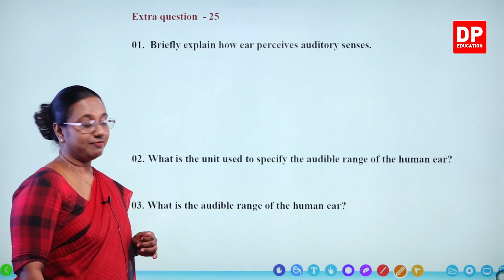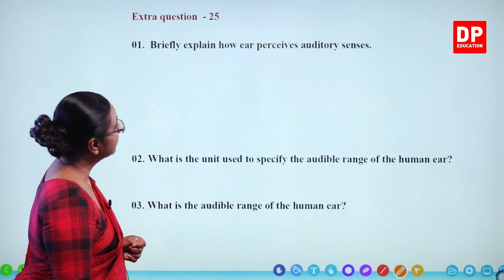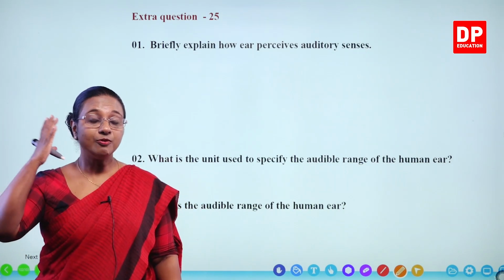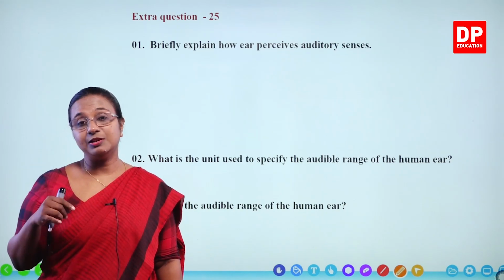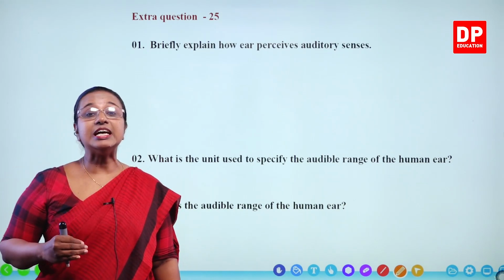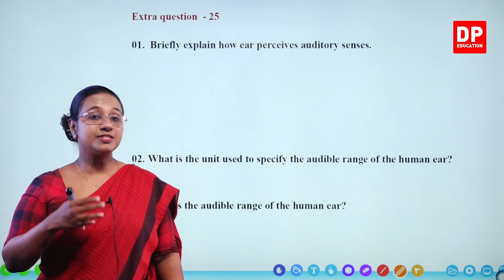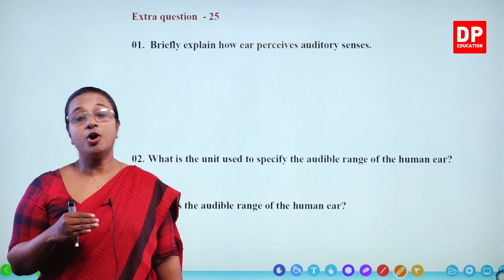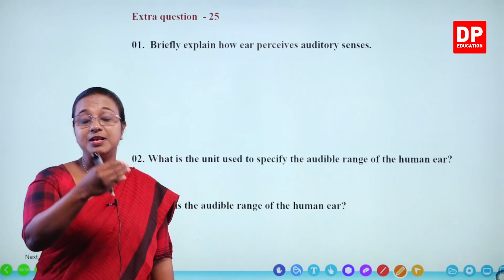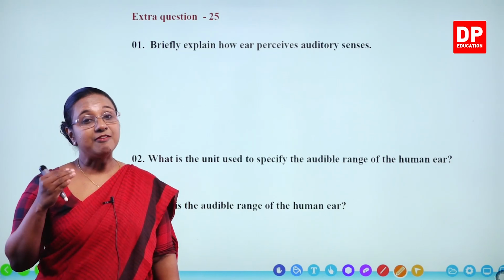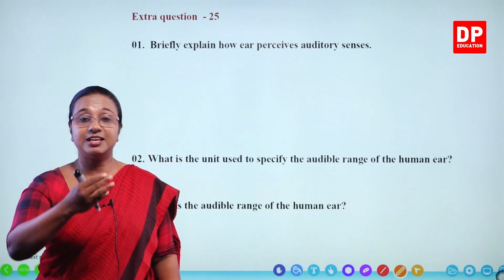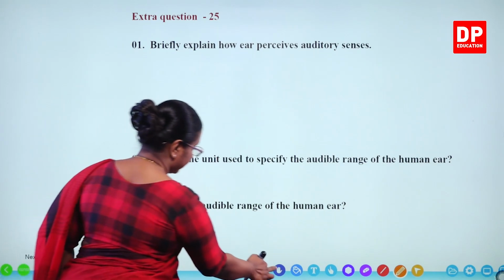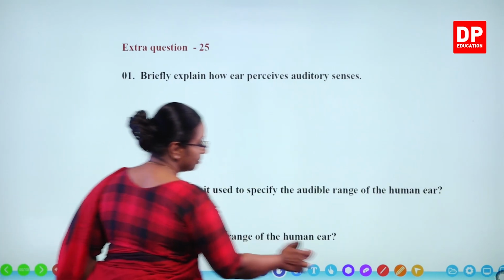Extra question 25. Briefly explain how ear perceives auditory senses. How do we perceive auditory senses? The sound is directed into the ear by the earlobe or the pinna. Then it travels through the external auditory canal. According to the sound, the tympanic membrane starts to vibrate and the vibration is passed on to the ossicles. They vibrate and the vibration is again given to the cochlea. And from the cochlea, auditory senses are given to the auditory nerve. That is how ear perceives auditory senses. So that is what you need to write here as well.